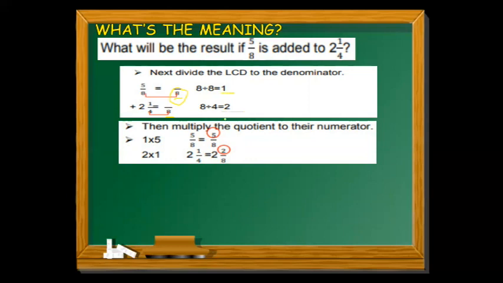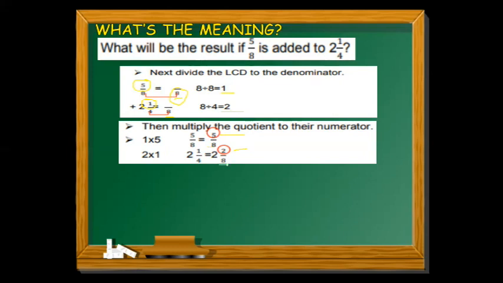And then, after we divide, we will multiply the quotient to the numerator. So, numerator ng dalawa, we have 5 and the other one naman is 1. So, we will just multiply it. 1 times 5 equals 5. Ito yung sagot. And then 2 times 1 equals 2. So, magiging sagot is 5/8 plus 2 and 2/8. Kasama natin yung whole number and 2/8. Diba? So, parehas na siya ngayon ng denominator.